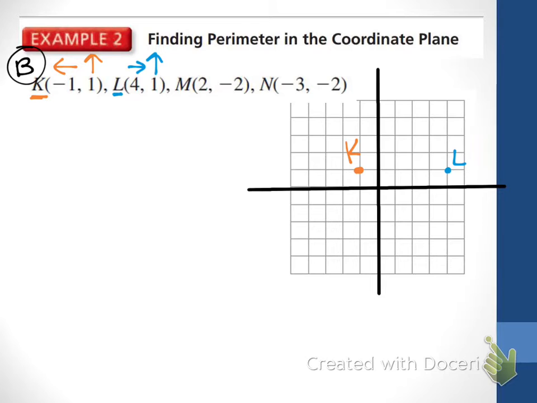For L, it's very important, especially in this problem, that you label your points. I'll show you why. You'll probably be able to see it right now. M is 2, -2. To the right and then down. So to the right 2 and then down 2. So is this going to be a rectangle? No. It will not. N is -3, -2. So to the left and then down. So to the left 3 and then down 2.